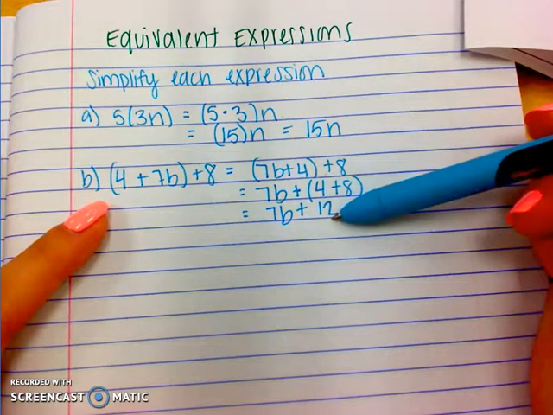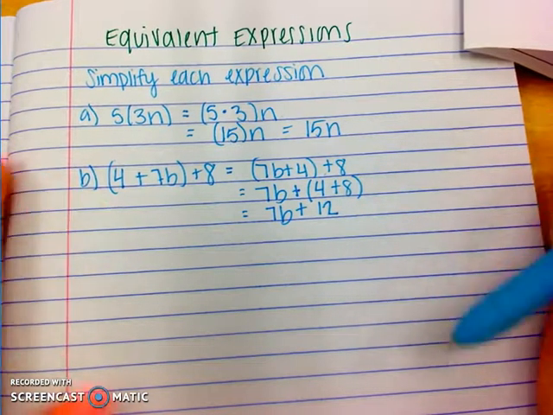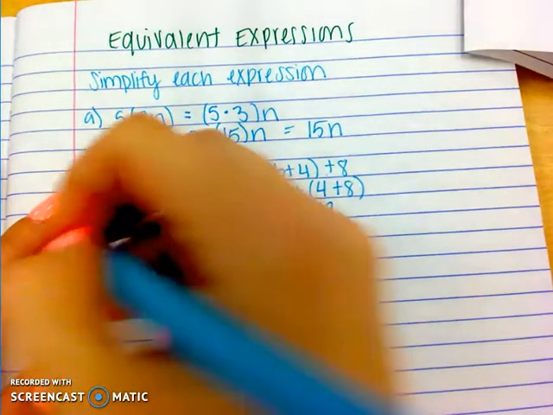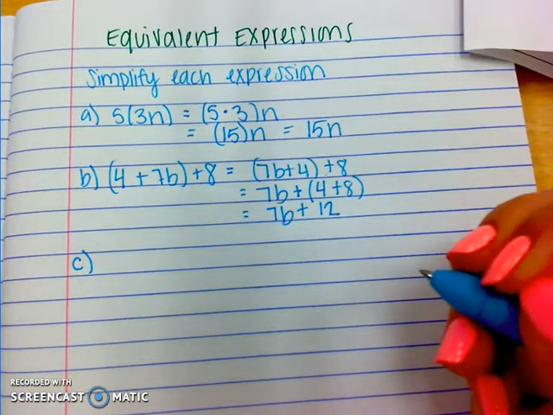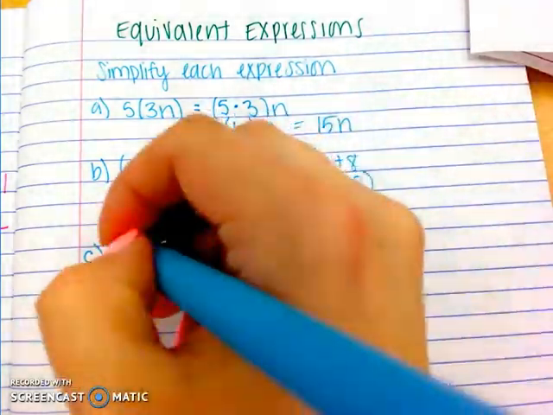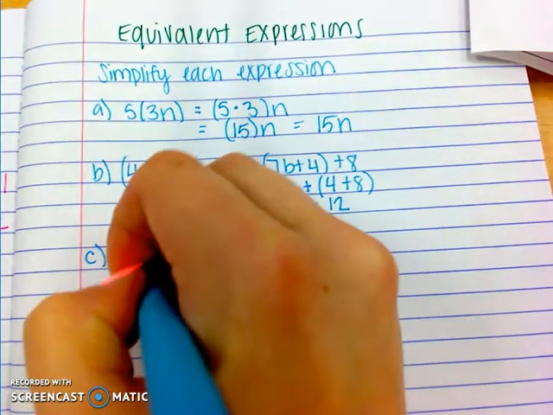I cannot go further than this because they are not like terms. This one has a variable and this one does not. So that's as far as I can go there. And C. Let's look at 6xy over y.